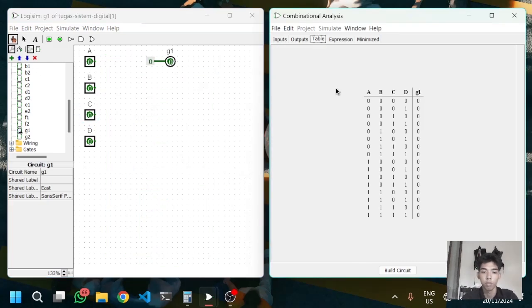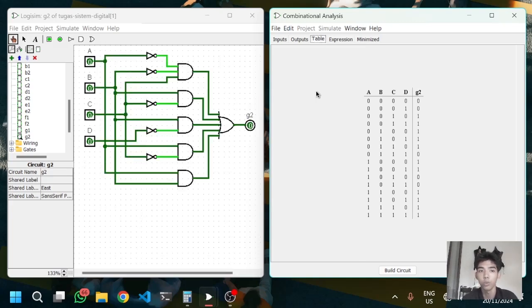Okay, this is G1. Because G1 here is always 0, we can assume that the truth table is always 0. And you can see it on the right here. Yeah, it's always 0. So move on to G2.